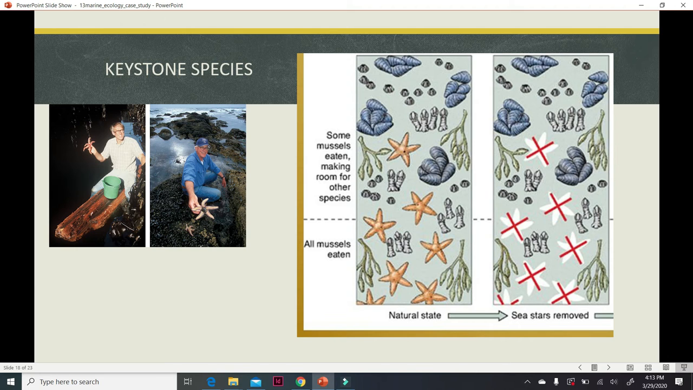So when he arrived in the Pacific Northwest, he was very interested in the rocky intertidal, and we've talked about the rocky intertidal before. Let's look at this. This is a model of the rocky intertidal.